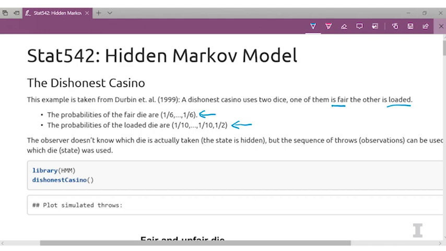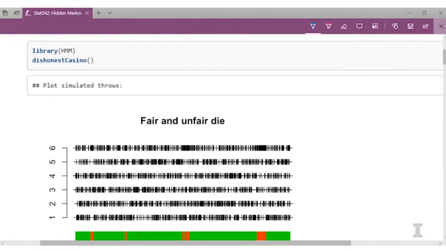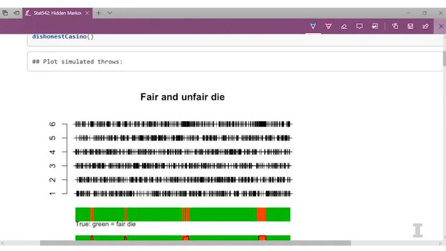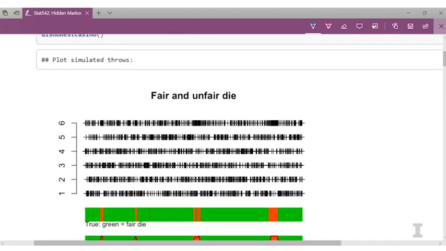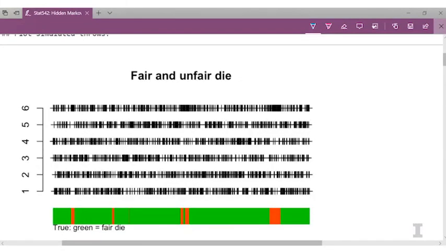As an observer, you won't know which die is actually being used because the state is hidden. But you will be able to see the result. For example, we can generate some outcome from this dishonest casino toy example. And this is what the output looks like. And here, let me draw this. So this is time, and this is capital T, and this is 1, 2. And what's drawn here are x sub t.